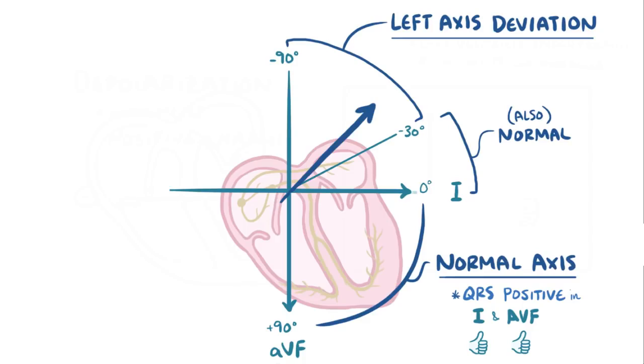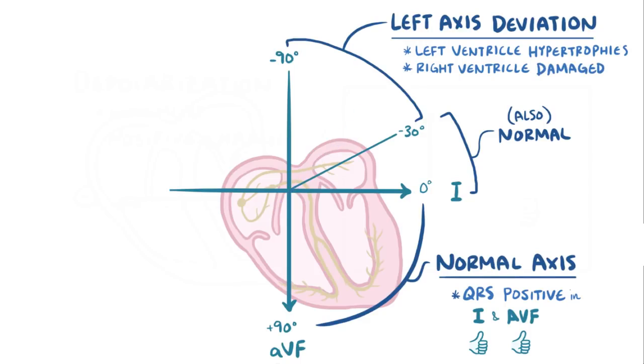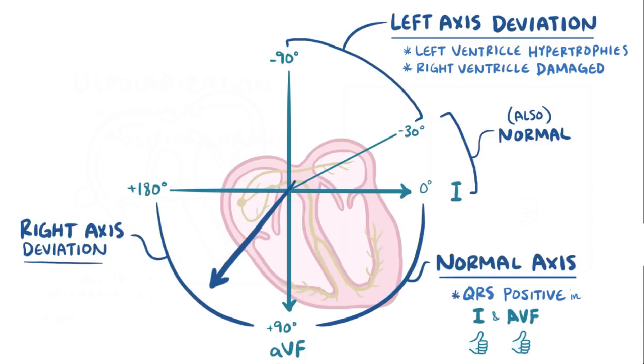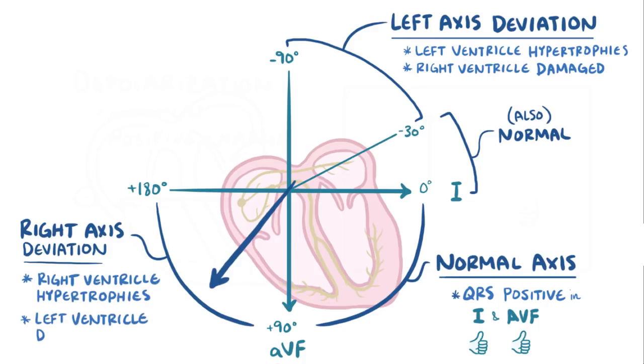Left axis deviation can happen when the left ventricle hypertrophies, or when the right ventricle gets damaged and loses healthy tissue. If the opposite happens and the vector's negative in lead 1 and positive in AVF, then it's in this quadrant between plus 90 and plus 180 degrees, and we call that right axis deviation. That can happen when the right ventricle hypertrophies, or when the left ventricle is damaged and loses healthy tissue.